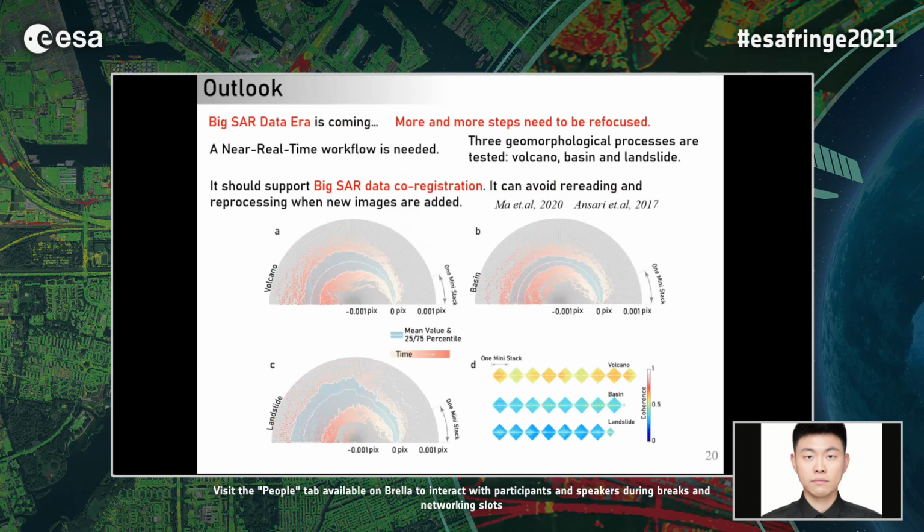Yes, we incorporate the sequential estimator and the EMI into TOPS big SAT data consideration. We validate this near real-time workflow.